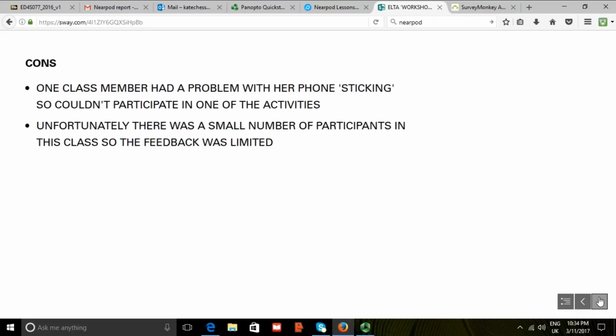The cons were that one class member had a problem with her phone that stuck, so she couldn't participate in one of the activities. So I think it may depend on what phones they're using, how good they are. Also, it's a shame because there were only 3 in the lesson, so it's hard to really assess how well it would do. But since then, I have done it in a large class with more people, and it did seem to work okay. So the feedback for this is limited.